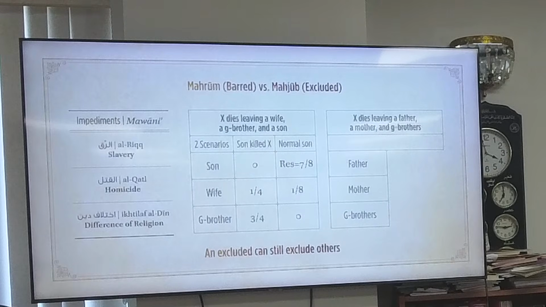Let's take another example. X dies, leaving a father, a mother, and germane brothers. Full brothers. Right? So the mother gets 1/6, and the father gets actually the residue, and the germane brothers get 0. They're excluded.